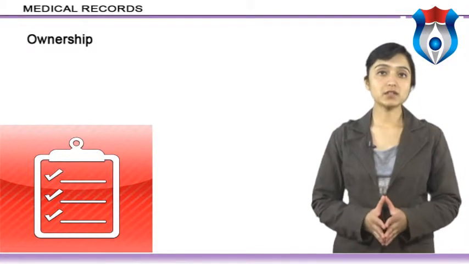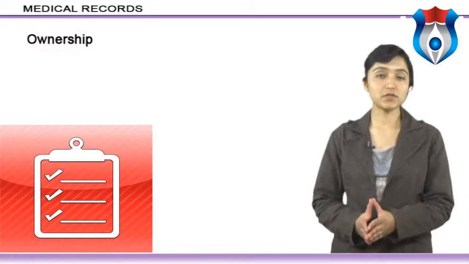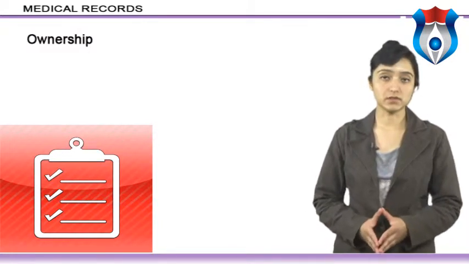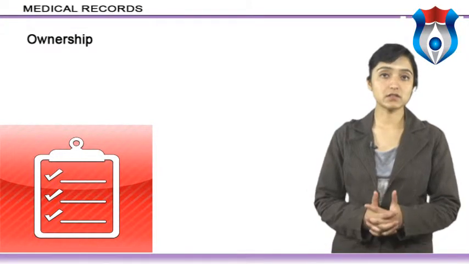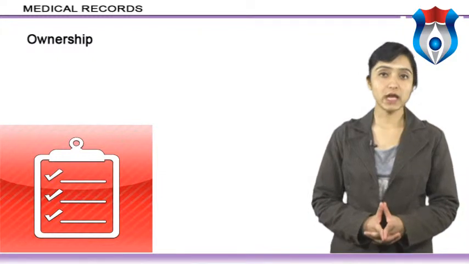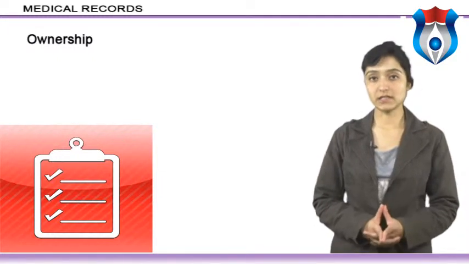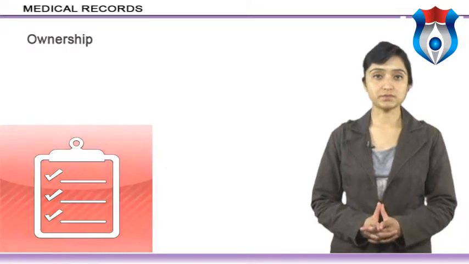Ownership. The medical record developed in the hospital or its branches is considered to be the physical property of that hospital. However, the data contained in it is the property of the patient and thus must be available to the patient and or the patient's legally designated representative on request according to the rules.